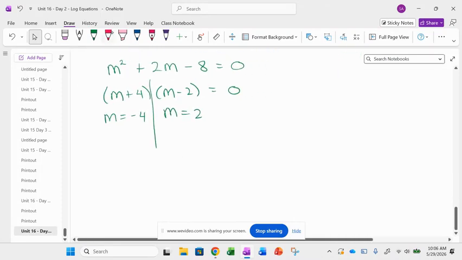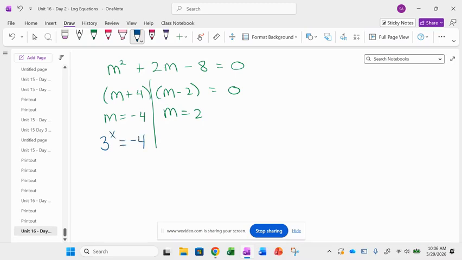We now have to substitute back in. So I'm going to get 3 to the x equals negative 4. Is this a red flag? Yes. Why is it a red flag? Because of the negative. No positive base of 3 can ever turn into a negative 4, so that is going to be rejected. So now we're going to have 3 to the x equals 2.